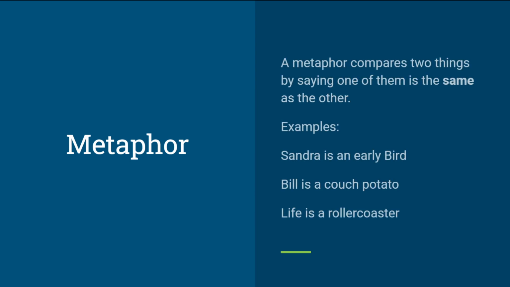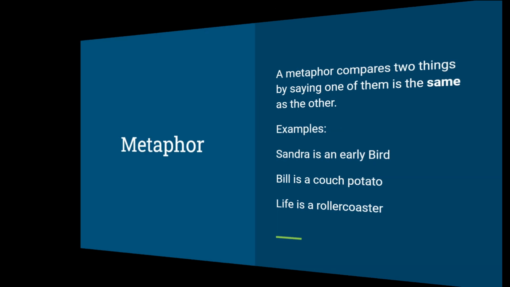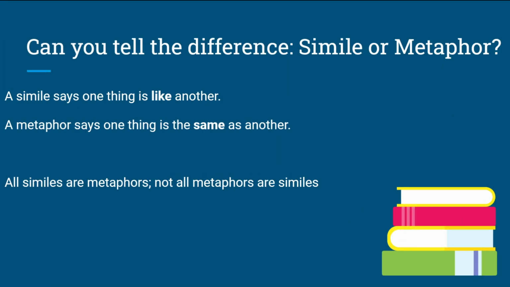Metaphor. A metaphor compares two things by saying one of them is the same as the other. Sandra is an early bird. Bill is a couch potato. Life is a roller coaster. Can you tell the difference? A simile says one thing is like another. A metaphor says one thing is the same as another. All similes are metaphors. Not all metaphors are similes.